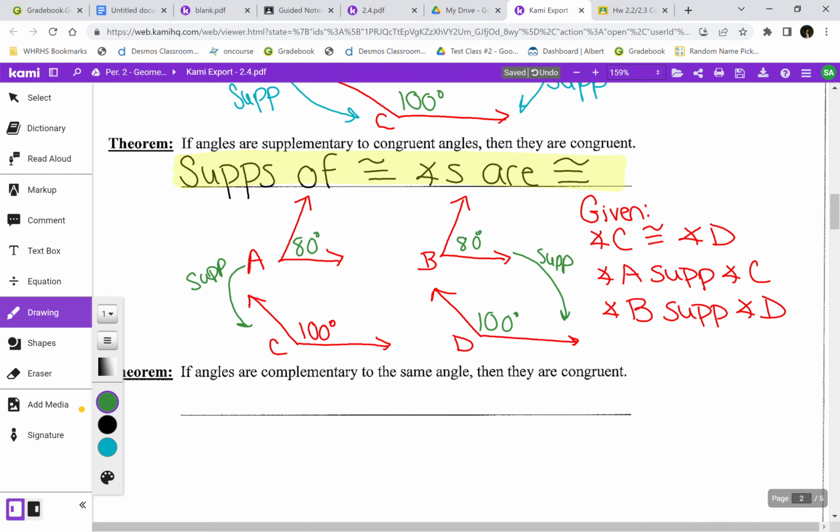What can we conclude about angle A and angle B? Angle A and angle B are congruent. Good. So what do I need you to know? Because there's not going to be any numbers in proofs. It's saying if we have two angles that are congruent, so I told you C and D are congruent, the supplements of those two angles, A and B, also have to be congruent to each other. So subs of congruent angles are congruent.